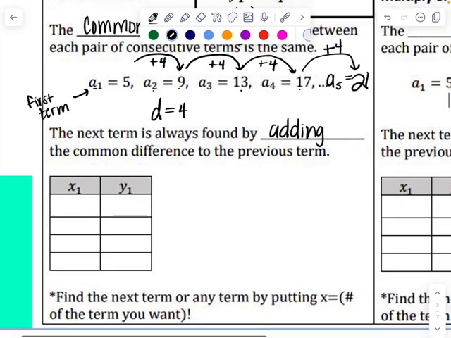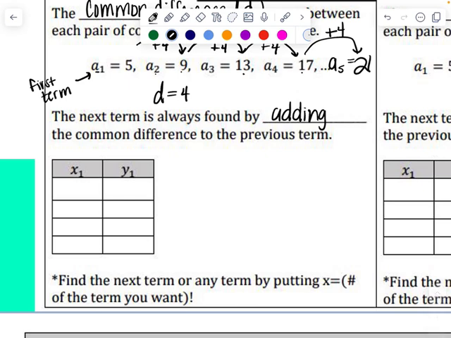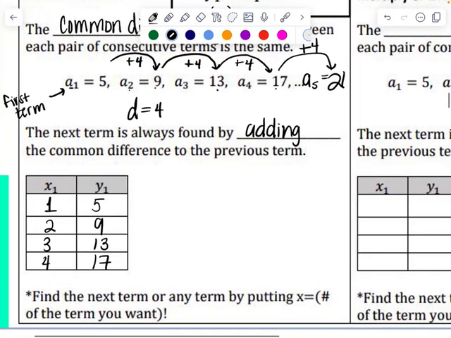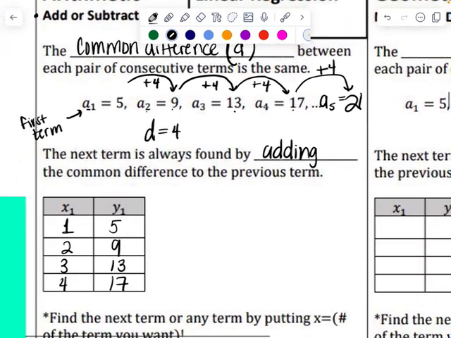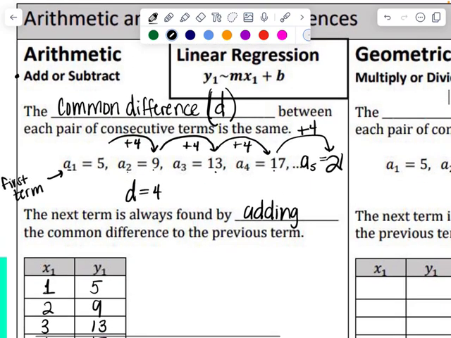Now Desmos can do something really cool for you with this. On Desmos, if we build a table, I'm going to build it with my terms. So the first term was 5, second term was 9, third term was 13, and the fourth is 17. On Desmos, I have what's called regressions on the calculators. Regressions calculate a good line for these numbers. And because I'm adding each time, because this is arithmetic, I want to use my linear regression.